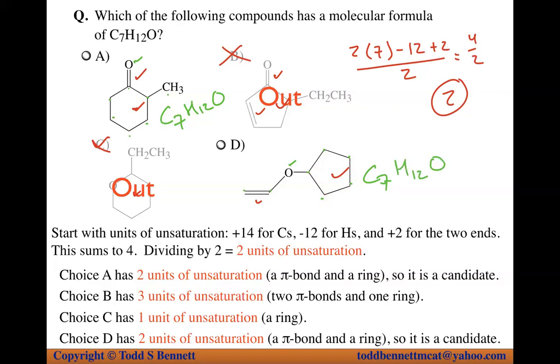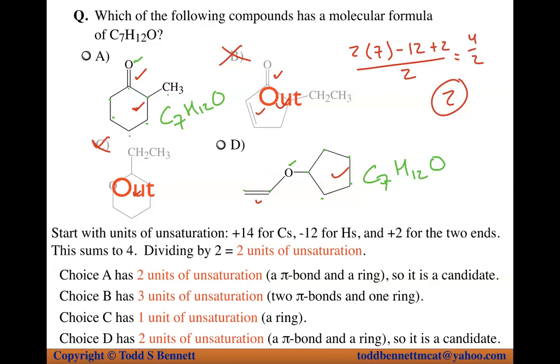Counting H's was redundant because if I already know there's 2 units of unsaturation, I already know that it's 7 times 2 plus 2, which would be 16. 2 units of unsaturation means 4 fewer H's, so 16 minus 4 would be 12. So anything with 2 units of unsaturation and 7 carbons is going to work out. So I can't answer this question. A and D are both correct.